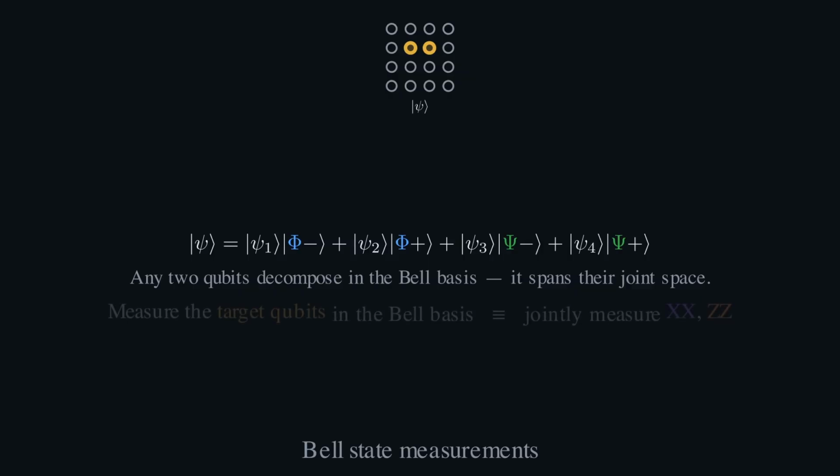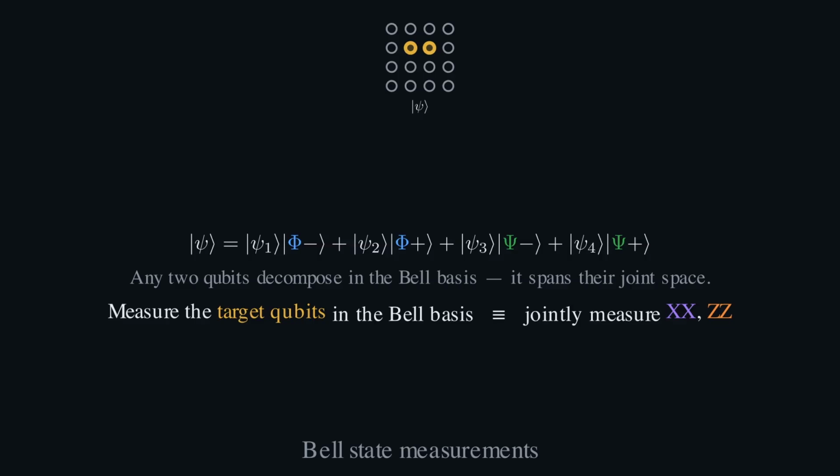A Bell state measurement will project those 2 qubits into one of those states. A Bell state measurement will collapse those 2 qubits into one of the Bell states. The rest of the quantum state will be equal to either psi 1, psi 2, psi 3, or psi 4, corresponding to whatever outcome was measured.